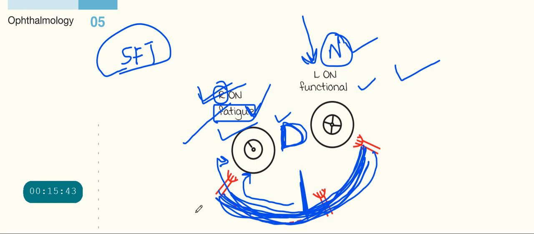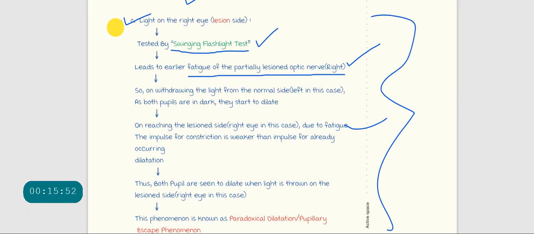So this is a test. I took the light source and shone the light on the right eye, which is the lesioned eye. Okay, the pupil got constricted. Very easy. Then after the swinging flashlight test, I made the right eye get fatigued. Okay, the pupil of the right eye got fatigued.